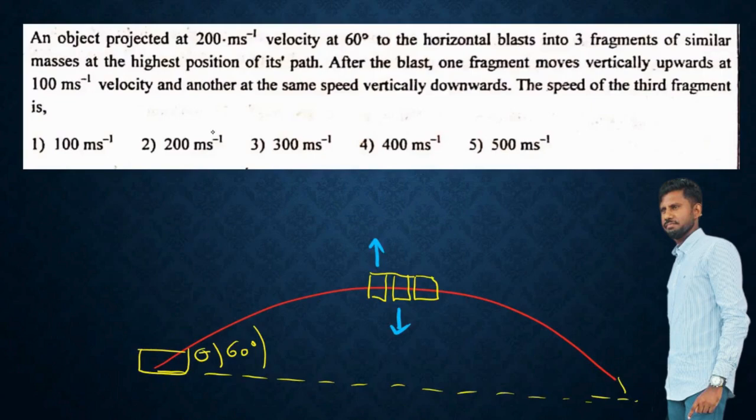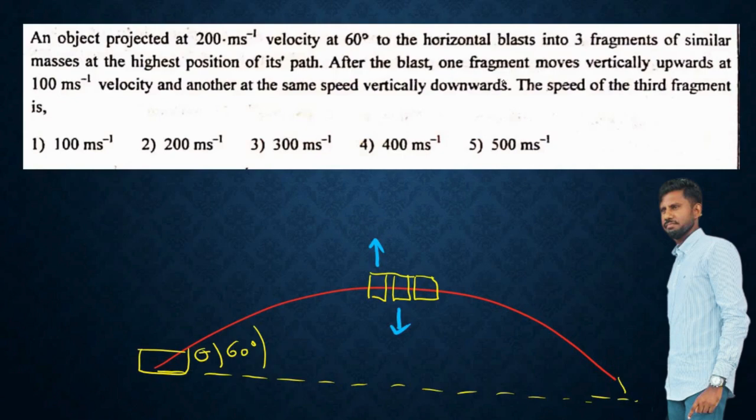Right, students, this question, actually it is not a projectile question, but you need the projectile knowledge to get the answer. So let's try this question now. An object projected at 200 meters per second velocity at 60 degrees to the horizontal, blasts into 3 fragments of similar masses at the highest point of its path.